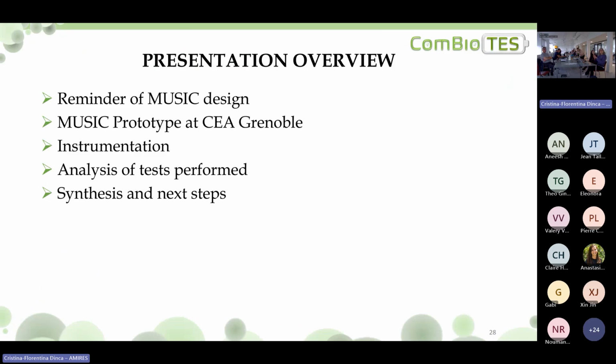I will shortly remind how the MUSIC design looks like, and describe the instrumentation that has been put in the prototype at CEA. And I will finish with the analysis of the steps performed and a short synthesis, and we could discuss next steps to continue on the subject.